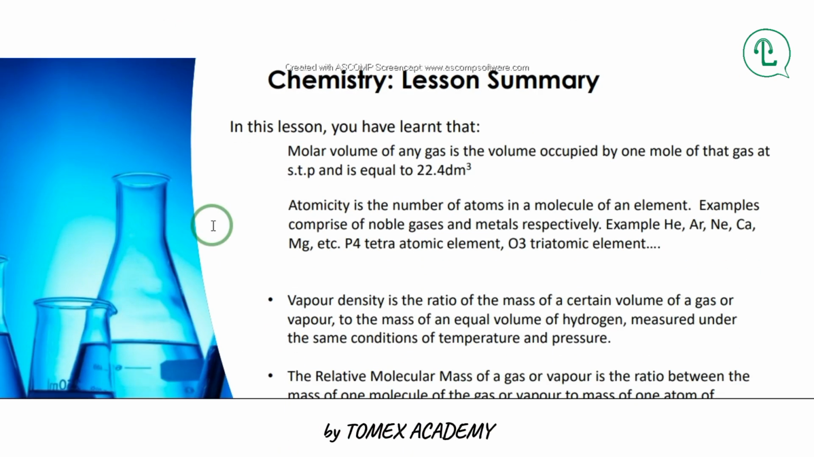We have come to the end of today's lesson. In this lesson, you have learned that molar volume of any gas is the volume occupied by 1 mole of that gas at STP and is equal to 22.4 dm cube. Atomicity is the number of atoms in a molecule of an element. And we have given examples comprising noble gases and metals, respectively. Vapor density is the ratio of the mass of a certain volume of a gas or vapor to the mass of an equal volume of hydrogen, measured under the same condition of temperature and pressure.